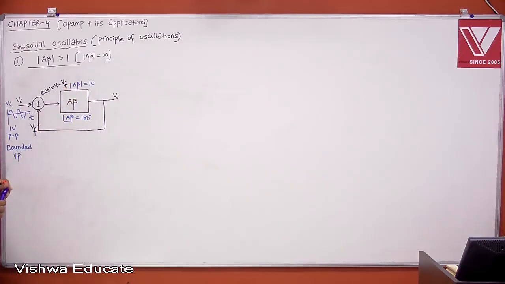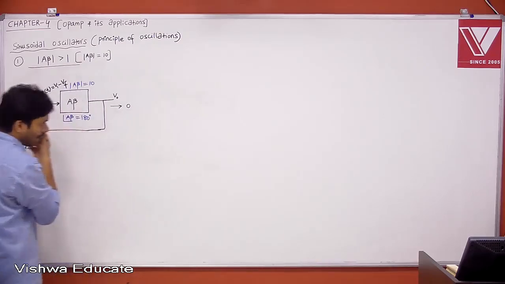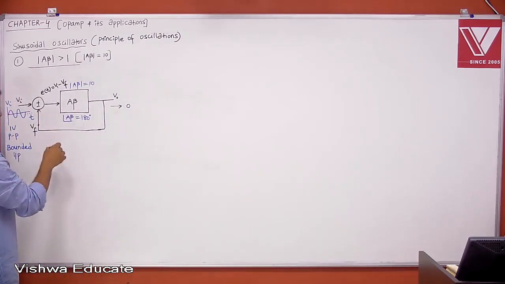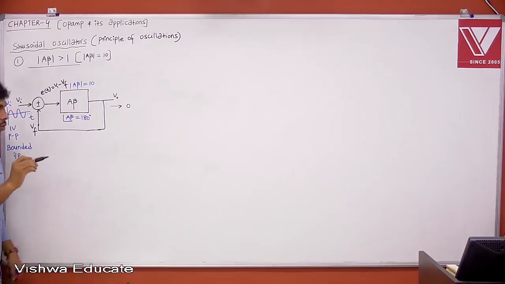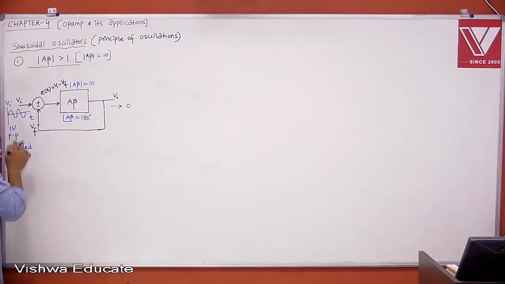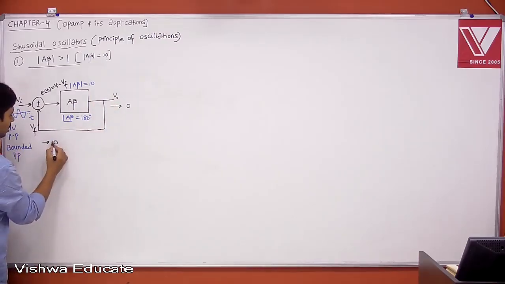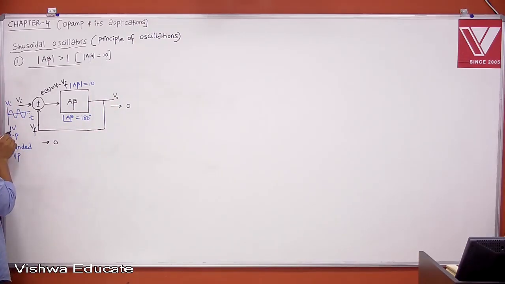Now listen. Initially, the output is 0 volt peak to peak. Remember, whenever I say 1 volt, 2 volt, or 10 volt, I mean a sine wave peak to peak. Now let's analyze. What is the input? 1 volt peak to peak. Then what is your feedback quantity? Whatever the output is, that is your feedback quantity, which is also 0 initially.